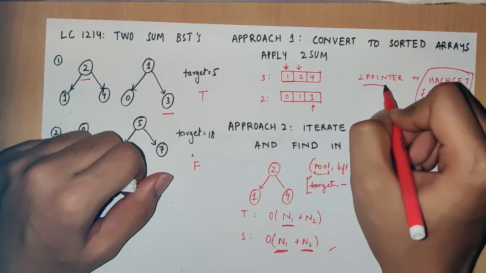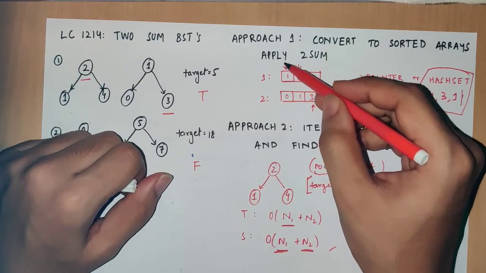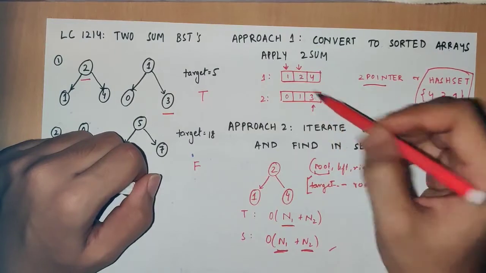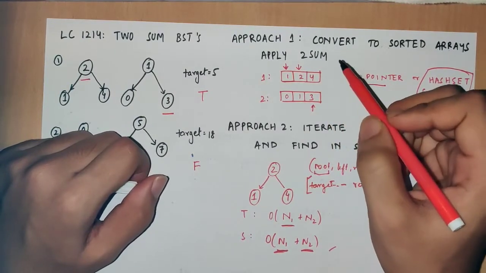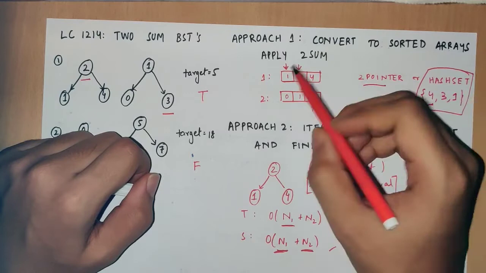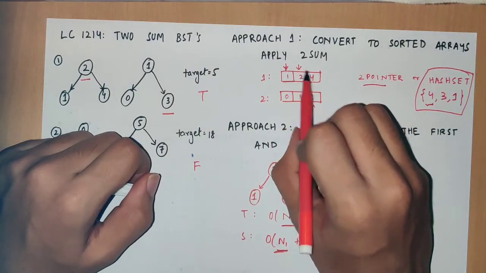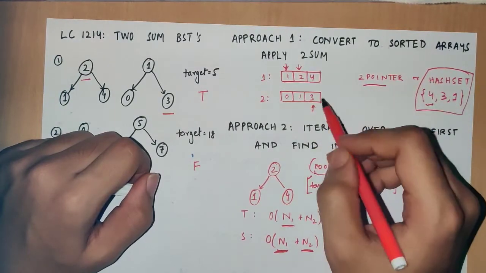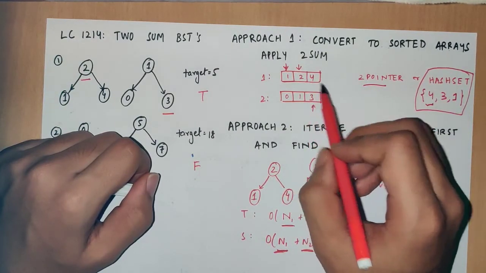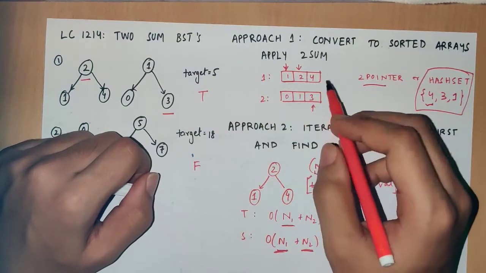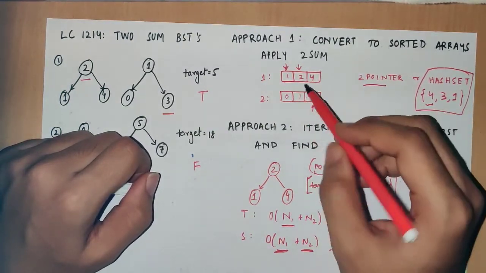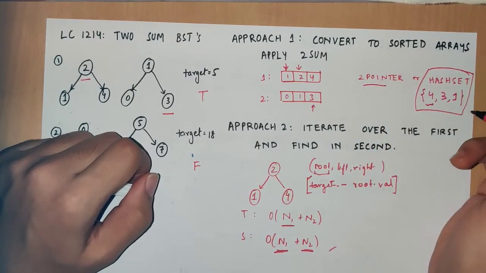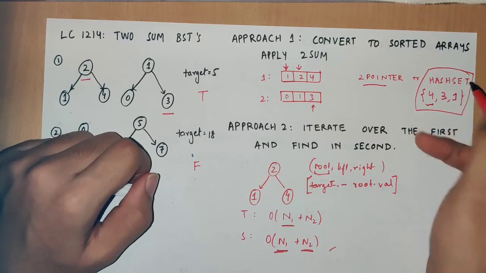In the two pointer approach, we start one pointer from here and another pointer from here, and we keep adding those two values. If the value we got is less than the target, then we increment the first pointer. If the value is more than the target, then we need to decrease it, so we decrement the other pointer, and we carry on this process till we get the target value. So this is the two pointer approach.